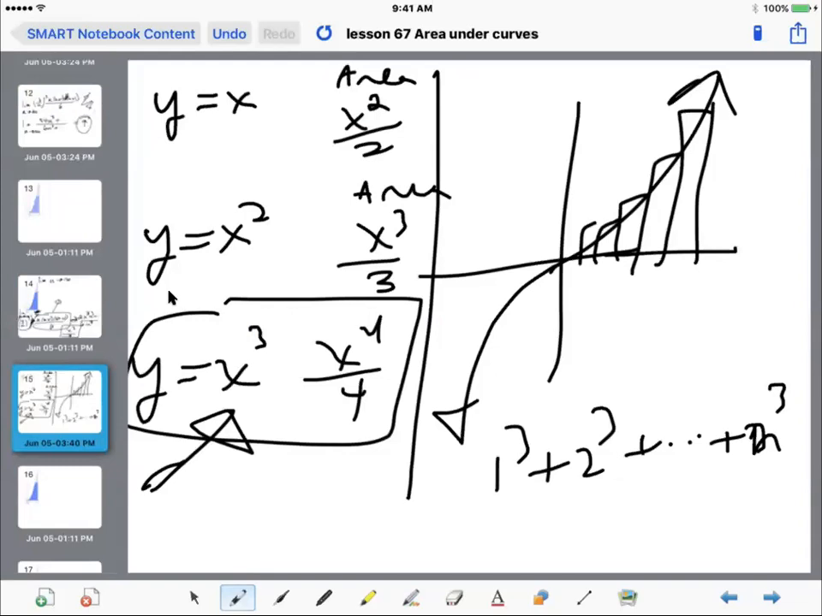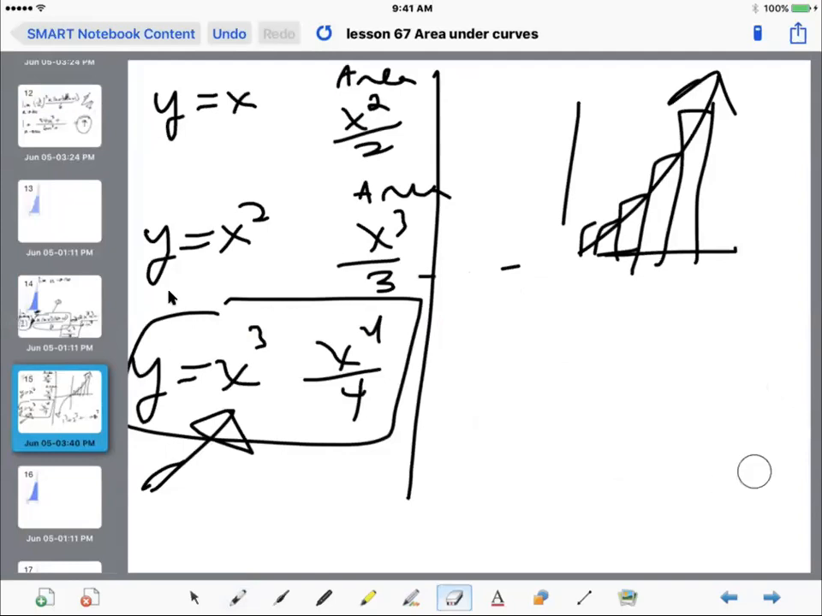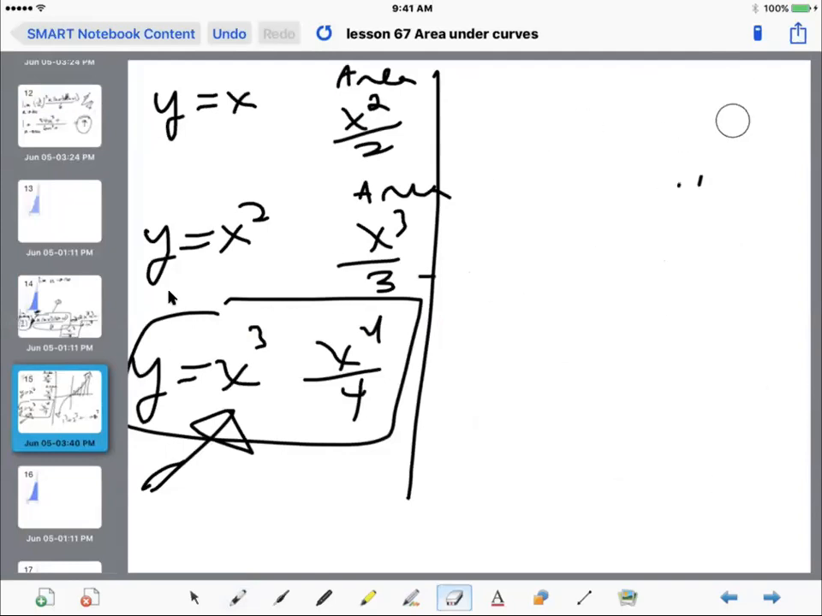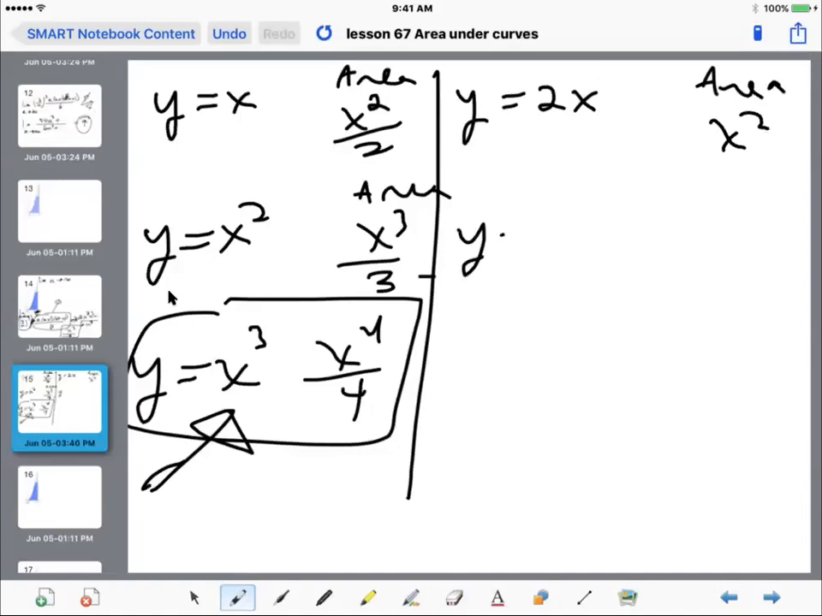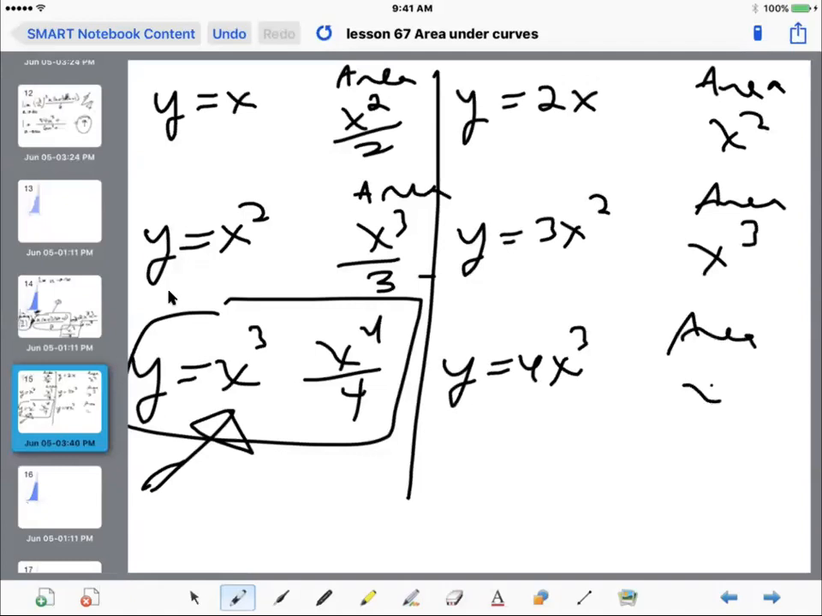Now I want to go one last sort of thing to basically end a final big finish of the new material and the end of this course. If I did y equals 2x, the area would get doubled because when every y coordinate gets doubled, the area gets doubled also. So the area would be x squared. And if I did y equals 3x squared, the area would be x cubed. And if I did y equals 4x cubed, the area would be x to the 4th.